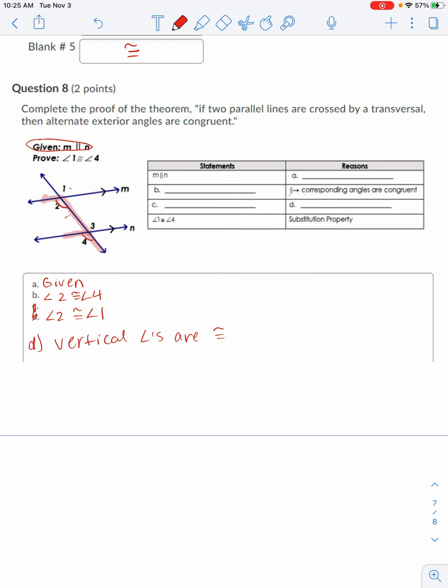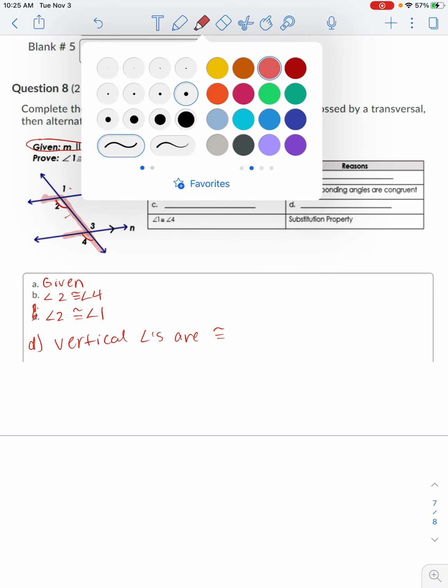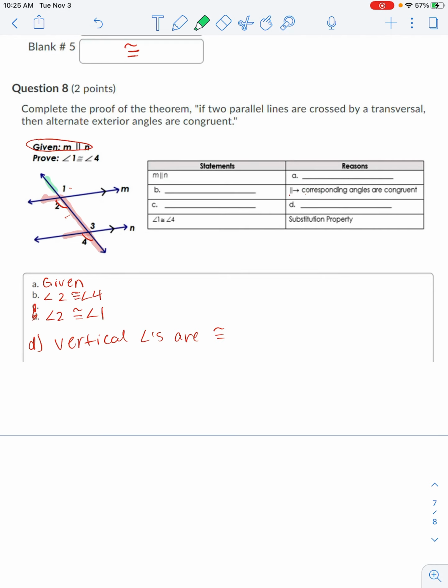So if you wanted to use a different approach, you could have in the second line used some different angles. And you could say that angle 1 and angle 3 are your corresponding angles. So if I were to say angle 1 is congruent to angle 3 for B, then in C, I need to relate 3 to 4. So I would say that angle 3 is congruent to angle 4. So remember, you just have to be consistent and make sure you're showing everything you need in order to get to the end.